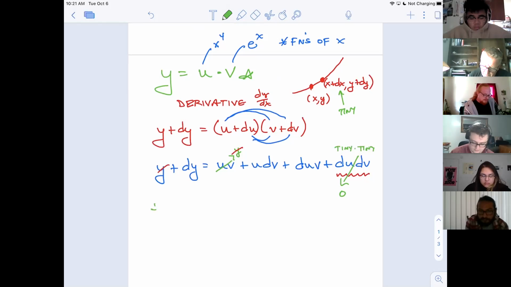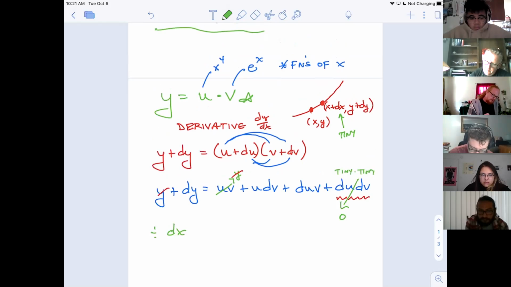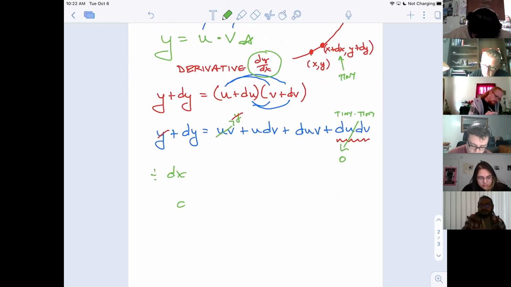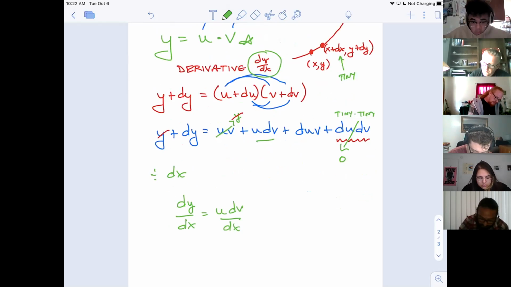And now there's just one last step, and I'm actually done. If I now took both sides and divided by dx, and the reason I did that is because, remember, what we're looking for is dy divided by dx. So I have a dy, but I don't have a dx. But if I divided both sides by dx, I'd have dy divided by dx. So wouldn't that be dy divided by dx equals u dv divided by dx, because that's still there, and then this is still there, plus du times v, divided by dx.